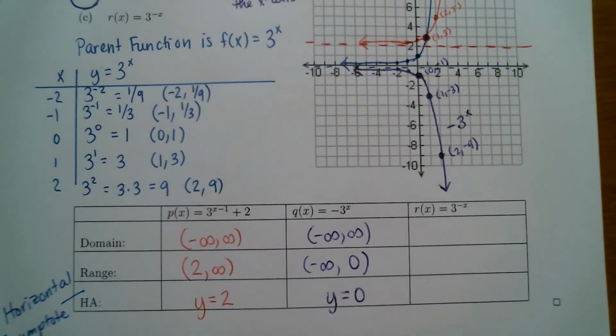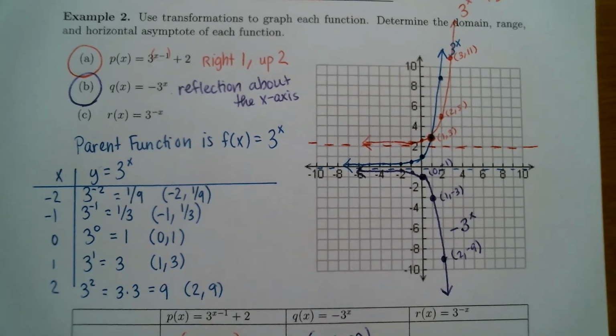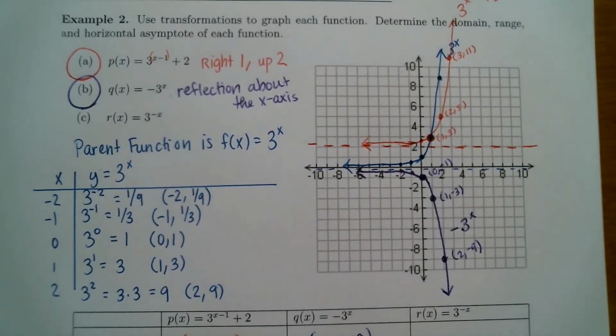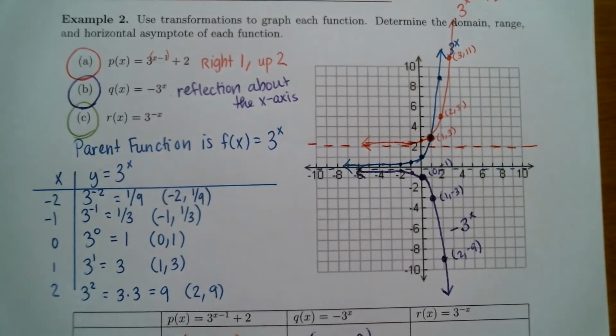All right, so let's jump to part C, which is the last transformation. This graph is getting pretty congested, but we'll try to put it on the same grid. I'll put this one in green. Not really sure what color it's going to show up for you.